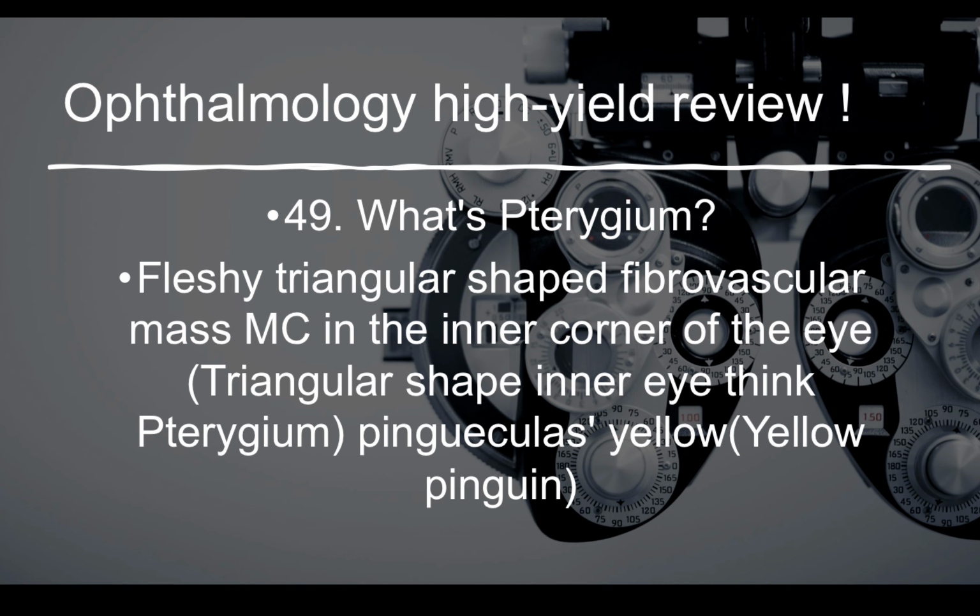What is pterygium? Pterygium is a fleshy triangular shaped fibrovascular mass, most commonly in the inner corner of the eye. So it has that triangular shape, inner eye, think pterygium. Pinguecula is yellow, and I would just remember the yellow penguin. I would imagine a yellow penguin, and if there's yellow mass reported in eye exam, I just think of pinguecula. So fleshy triangular shape, pterygium.